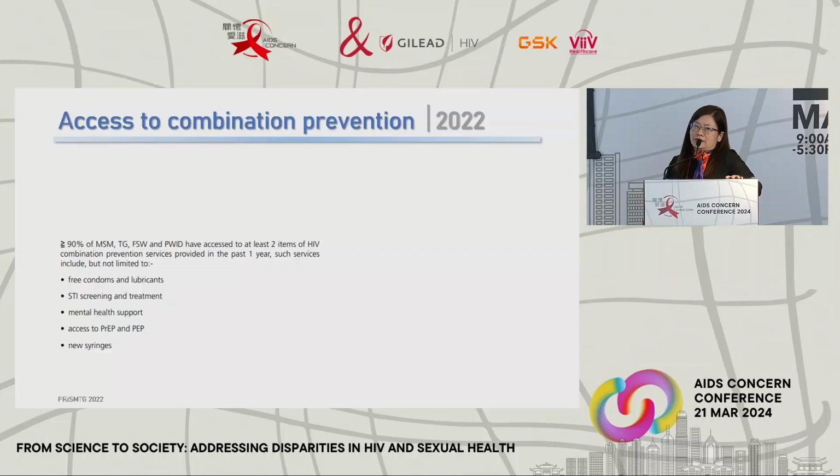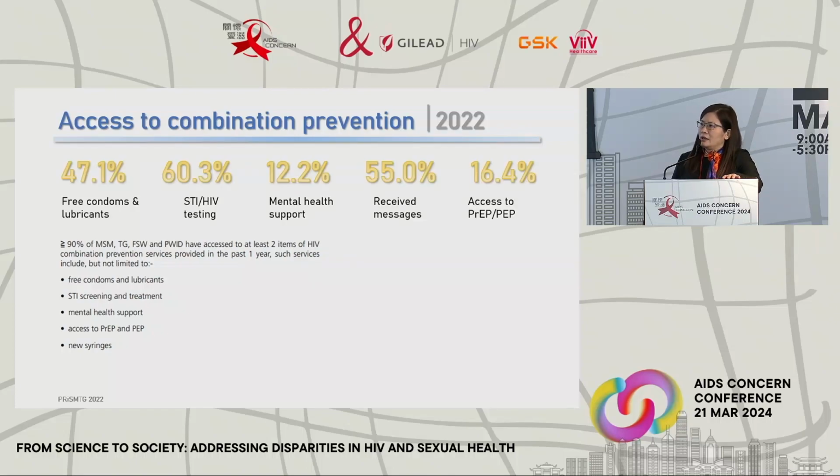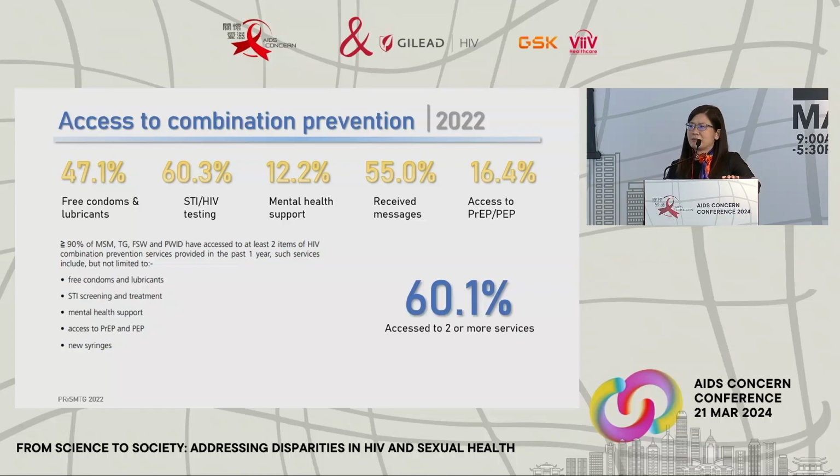Taken together, there is access to combination prevention, which is one of the quantifiable targets. One of the quantifiable targets is that 90% of the key population, including MSM, should have at least 2 items of HIV prevention service. For individual items, the accessibility within 1 year varies from 12% to 60%. And in combination, only 60% of the MSM have access to two or more items in the last 1 year. So we are very far behind the 90%, which we need to catch up.